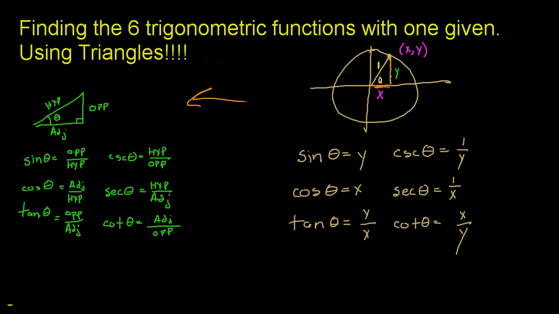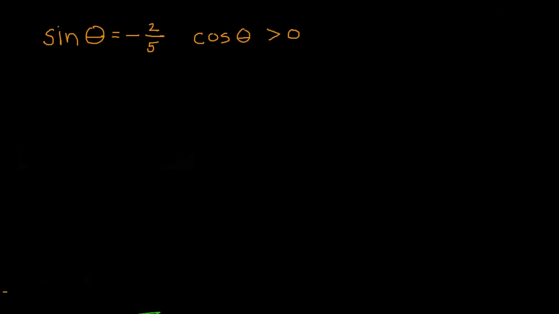Alright, so the point of this video is to teach you how I could give you one trig function, for example here sine, and I want you to find all the others. Now it's important to note that I'm not asking you to find theta, I'm asking you to find the trig functions. So I already know what sine of theta is, -2/5. What I want you to do is find cosine of theta, tangent of theta, cosecant of theta, secant of theta, and cotangent of theta.